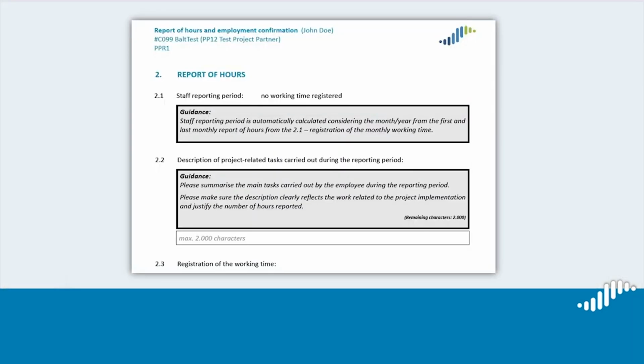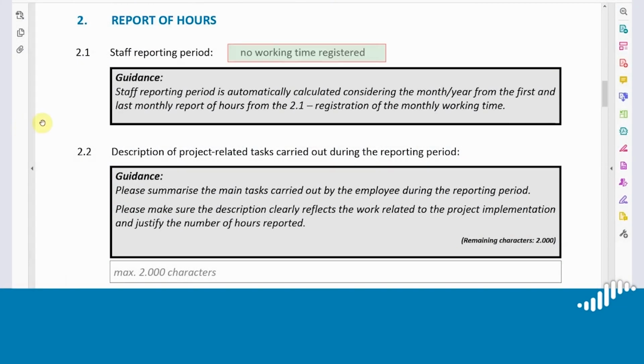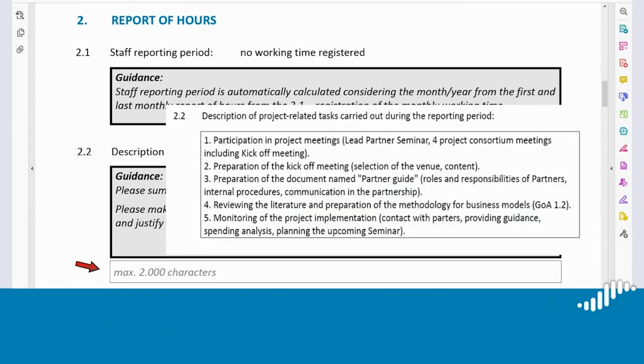Part 2 of the form is the Report of Hours. Point 2.1 Staff reporting period will be generated automatically depending on the working time registration under the later point 2.3. Under point 2.2, please provide a summary of the main tasks carried out by the relevant staff members during the reporting period. This description should detail the work related to the project implementation and justify the number of hours reported.